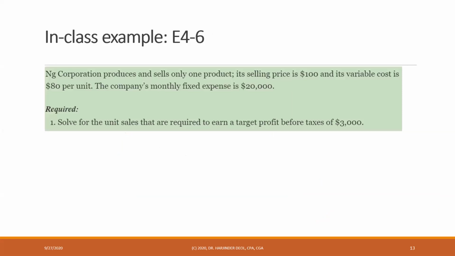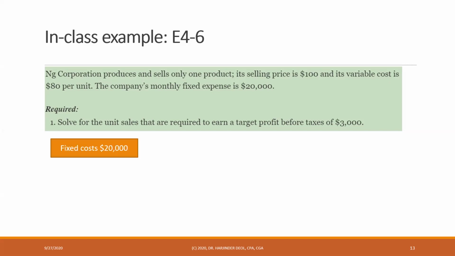So looking at example E4-6 here, Nye Corporation produces and sells only one product. Its selling price is $100 and its variable cost is $80 per unit. The company's monthly fixed expenses are $20,000. So under required 1, we are solving for the unit sales that are required to earn a target profit before taxes of $3,000. Okay, so the target profit of $3,000 is before taxes, which means we don't need to convert anything.